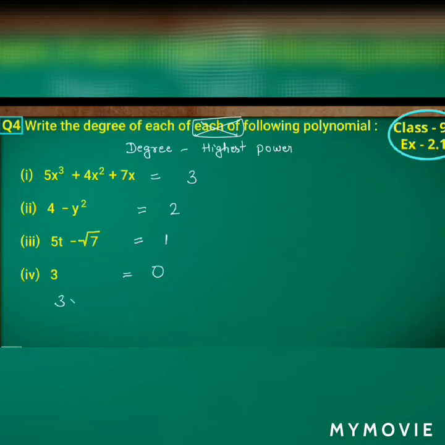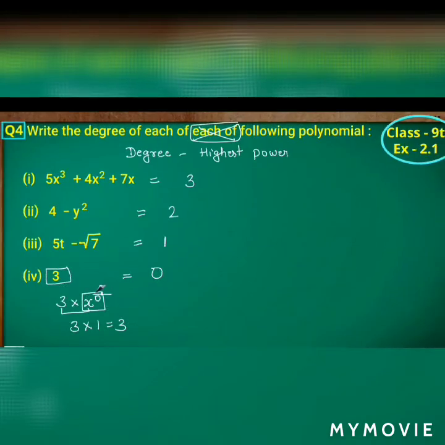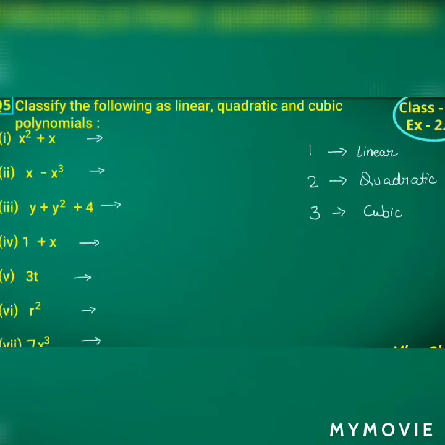Isn't it? So you don't bother about only the constant. It can be replaced with the 0. That is 3 into x power 0. So what will it become? The power of the variable will be 0 here. I have already explained in the previous question. So whatever it may be, if the variable is missing, we can take the power as 0. So therefore the power will be 0 here, that is the highest power.